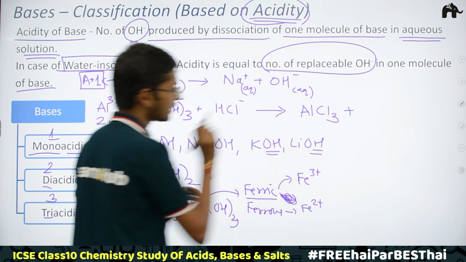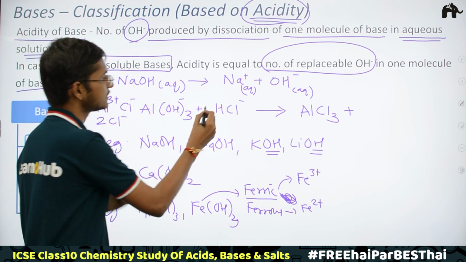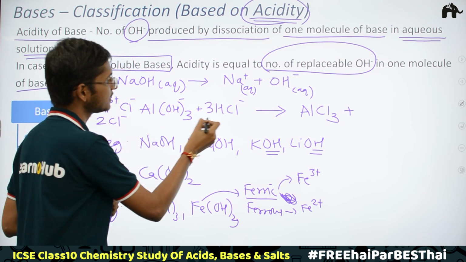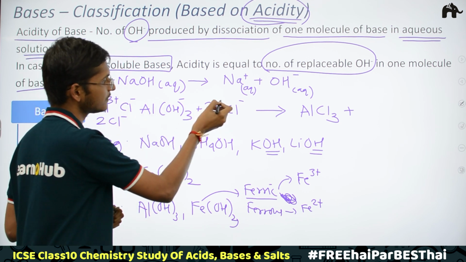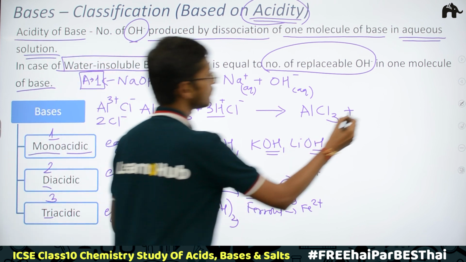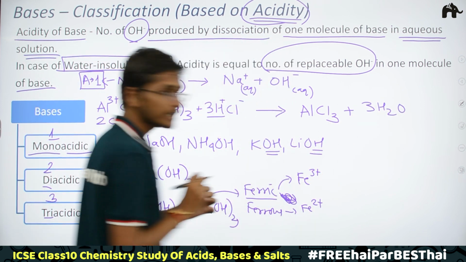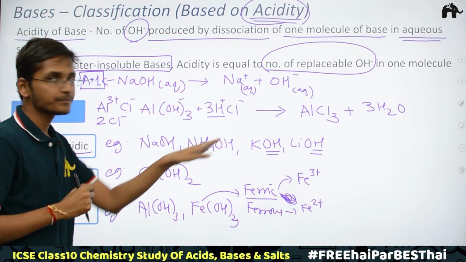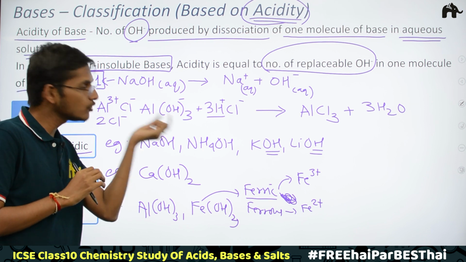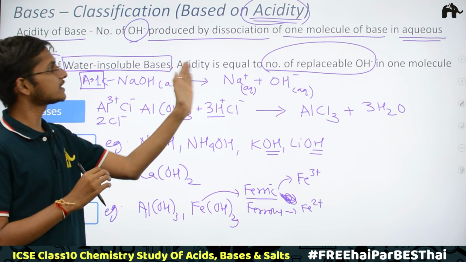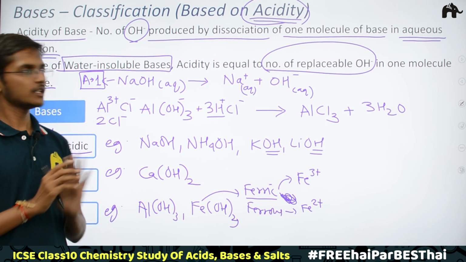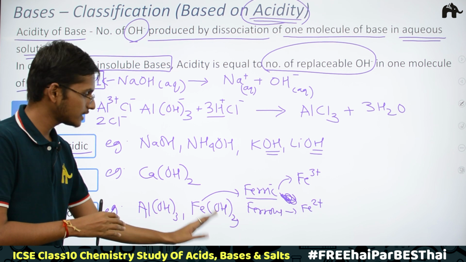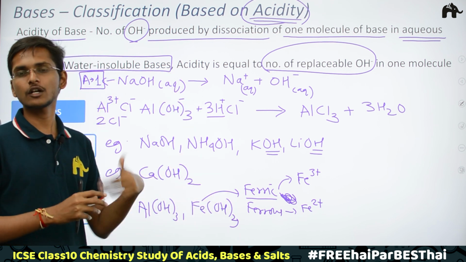And AlCl3 is formed. Now we need 3 Cl minus ions, so for that I am putting 3 here. What is happening here? 3 H plus and 3 OH minus would form 3 water molecules. So from this reaction what we can observe is that the OH minus ions are getting replaced. How many OH minus are getting replaced? 3 OH minus ions are getting replaced. Therefore its acidity would be 3. The same way we can write the equation for Fe(OH)3 also. In Fe(OH)3 also, 3 OH minus ions are replaceable, and they are also getting replaced.